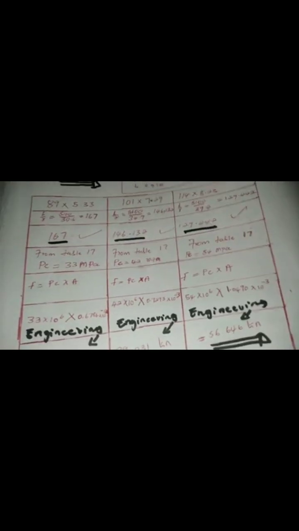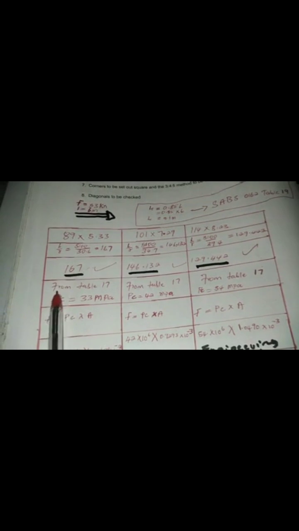For the first column, 89 multiplied by 5.33. So we're going to substitute the A with this number, and then let's go find the PC. As you can see, I wrote from table 17, and the PC is 33 MPa. So let me tell you how we are going to select or use this one. We're going to use it as 160 plus 7, it's 167. Here it's 140 plus 6, because when we round this one to the nearest 10 it's 146.